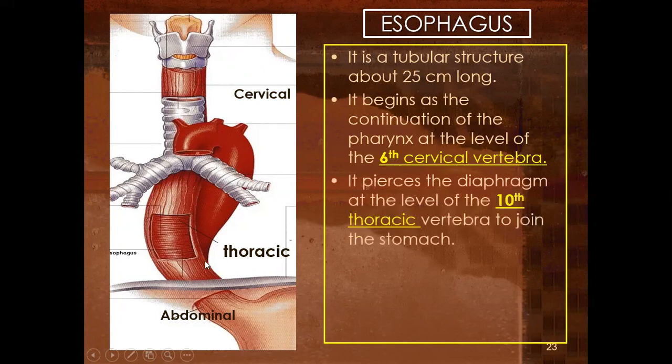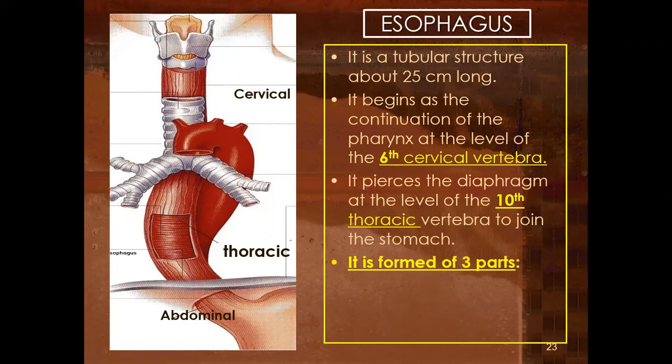It pierces the diaphragm at the level of the 10th thoracic vertebra. This long tube goes all the way from the posterior mediastinum into the abdomen. It opens into the abdomen through the diaphragm. So this opening will be at the 10th thoracic vertebra and it will join with the stomach. It will continue as a very small part, the abdominal esophagus, and continue into the stomach.